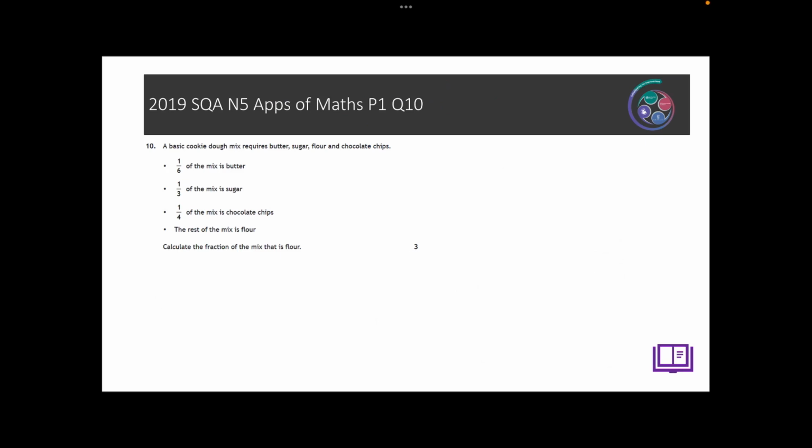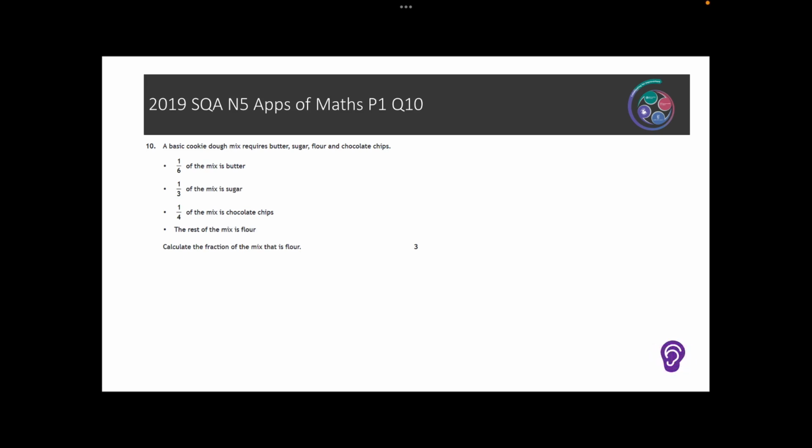So next we're going to look at question 10. A basic cookie dough mix requires butter, sugar, flour and chocolate chips. 1/6 of the mix is butter, 1/3 of the mix is sugar, 1/4 of the mix is chocolate chips, the rest of the mix is flour. Calculate the fraction of the mix that is flour.